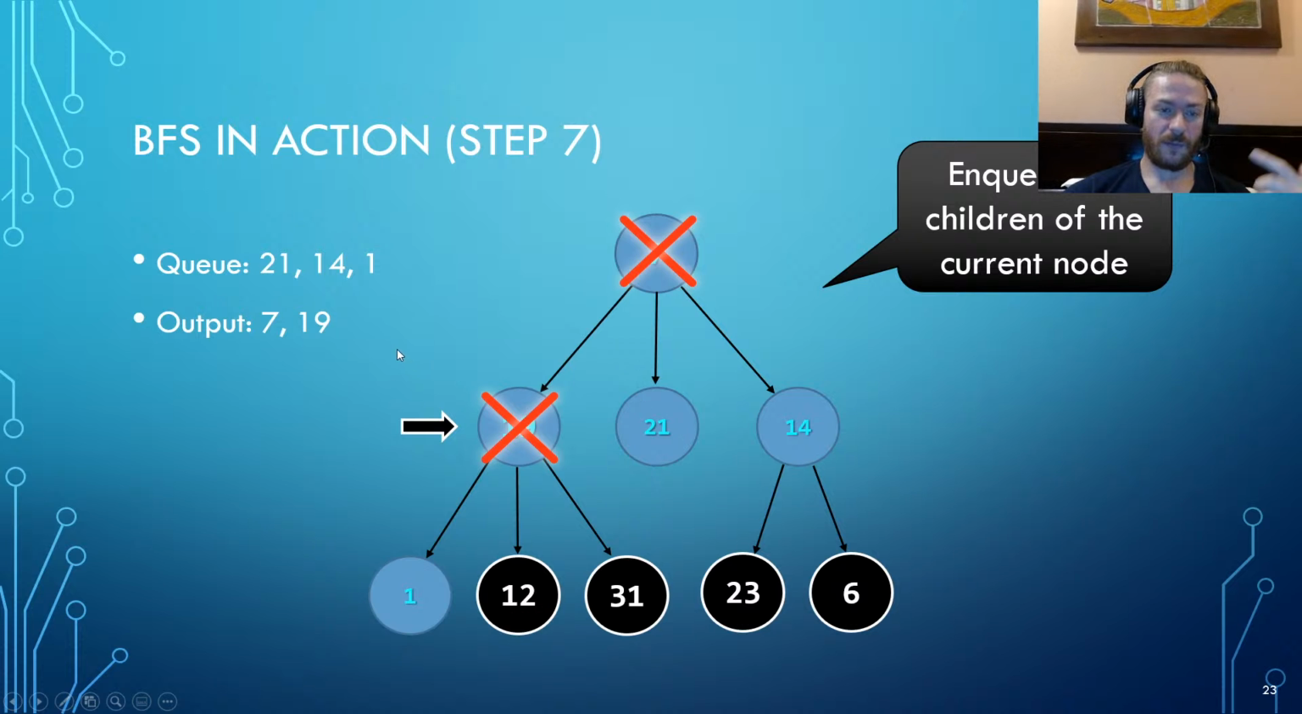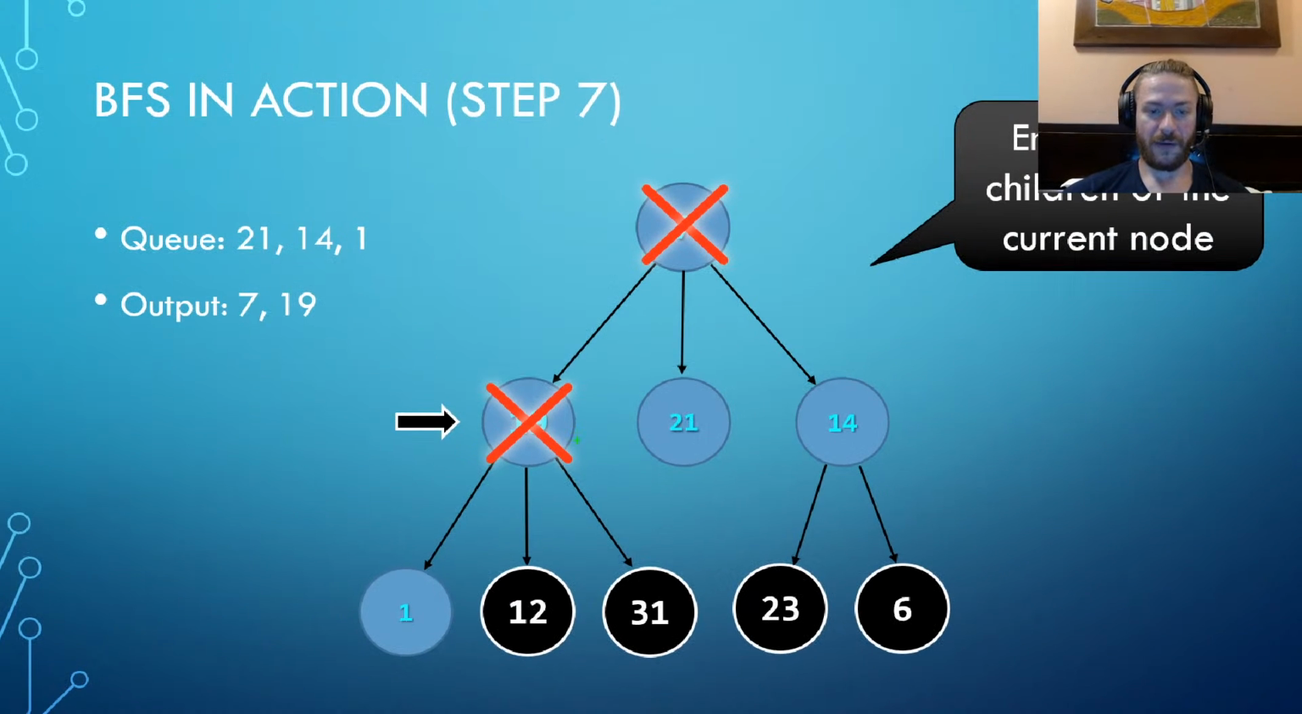So if we continue the algorithm, we will have 1, 12 and 31 in the queue, but then when we finish with these children here, we're going to extract a value which will be 21, this one. Then if we continue, we will see that 21 doesn't have any children, so we don't have to enqueue anything here. And then it will dequeue the next thing, which is 14. It will see that it has 23 and 6. It will add them to the queue, and so on.